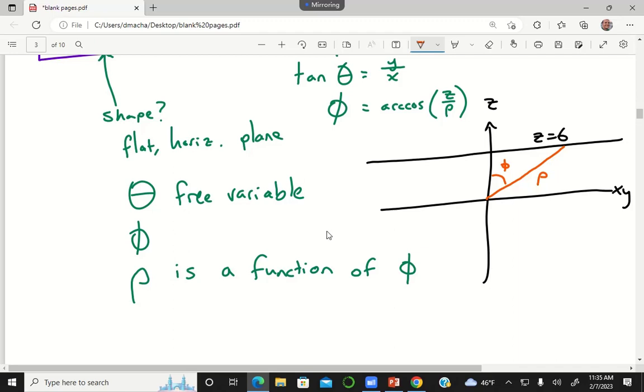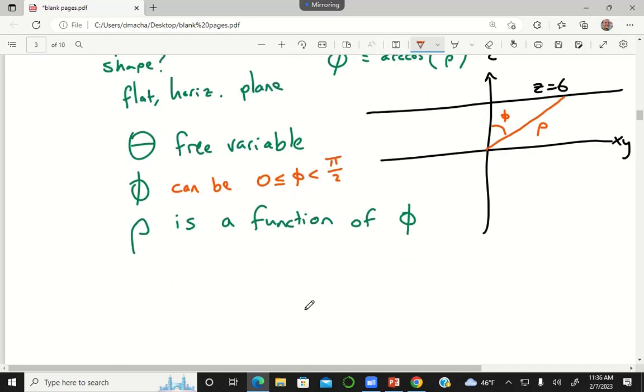Phi can be anywhere from 0 up to pi halves, right? It wouldn't make sense to have a phi that's larger than pi halves, because larger than pi halves means you'd be pointing down into and below the xy plane. So rho is a function of phi. What is the function that gives me this rho as phi?